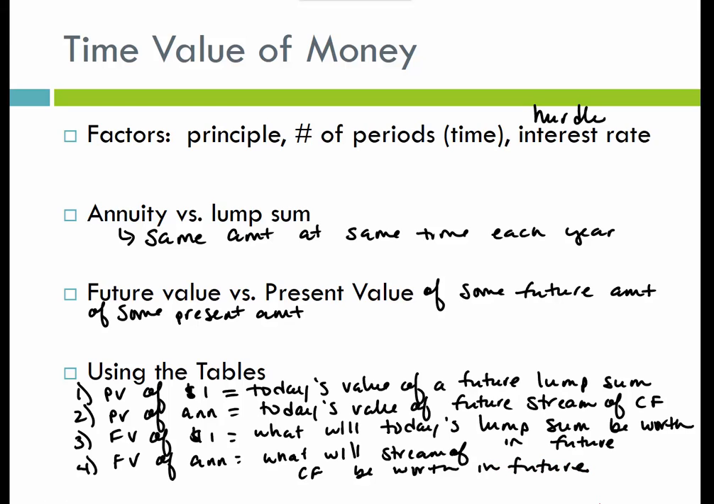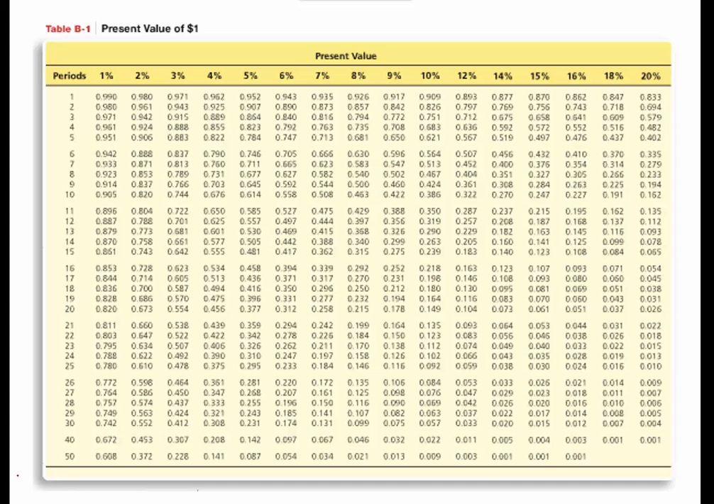And so this is how I can compare projects of different time frames. I'll bring it all into today's dollars or all into at some point in the future. So I'm comparing apples to apples, and I think you'll see what I mean. So this is table 1. This is the present value of the dollar. So I would use this one.